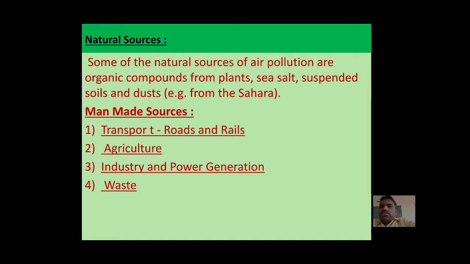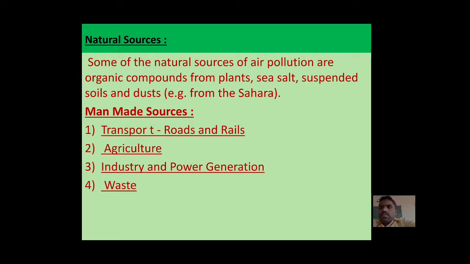And next one we can see is transport, one of the man-made sources of air pollution. First one is transport, roads and rails. Here we can see vehicles like, in our daily life, cars, vans, buses and lorries.